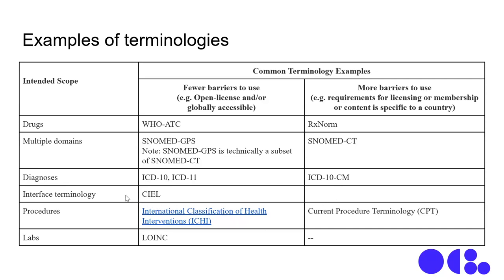Interface terminologies, you might have worked with the CIEL interface terminology before, makes it interface friendly and much more convenient to put directly into OpenMRS. There's also procedures like ICHI and Current Procedural Terminology. And for labs, there is LOINC, which is already open license. And there really isn't a harder to use set of it because LOINC kind of is the lab standard.